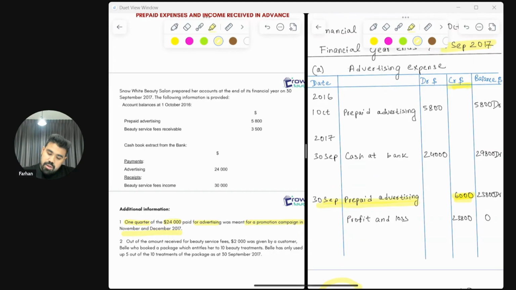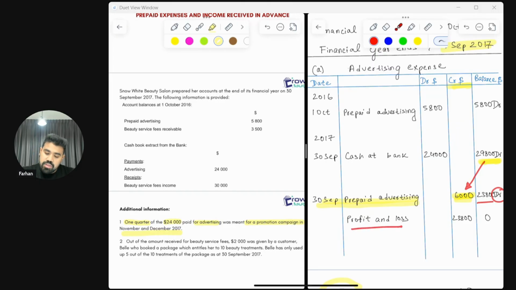So altogether, $29,800 debit was the previous balance, from which we subtract $6,000 of credit. That leaves us with $23,800 of debit balance. Okay? And this is what we will transfer eventually to the profit and loss account.